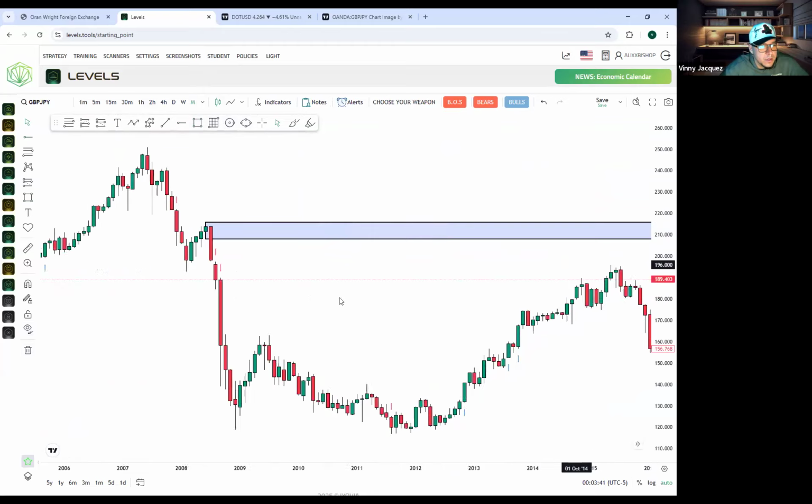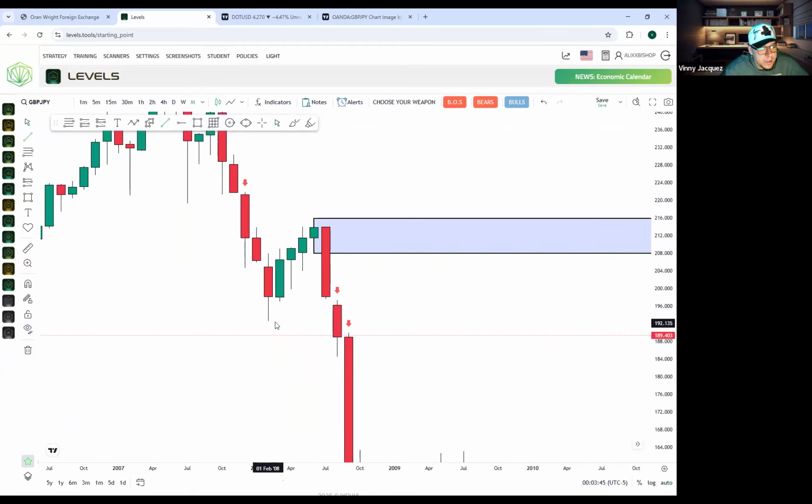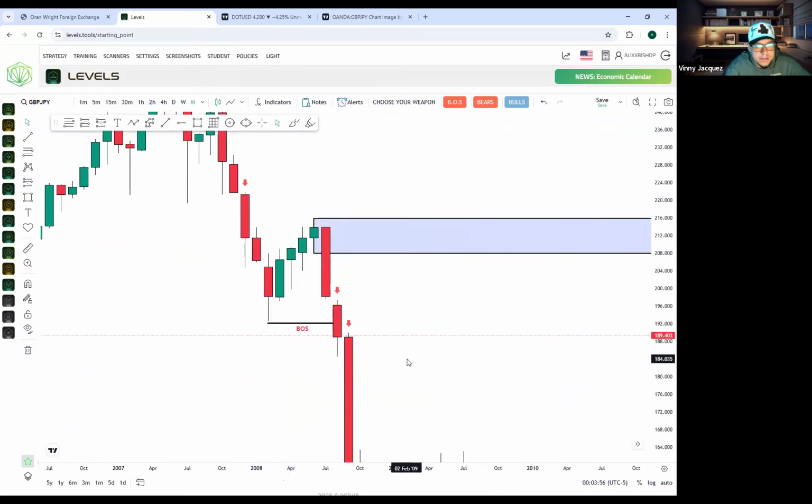All right, guys, this is the monthly time frame. What do we see here? Do we see a break of structure to the downside? We will finish this and then we'll get out of here, guys.